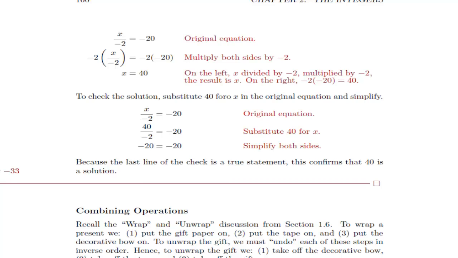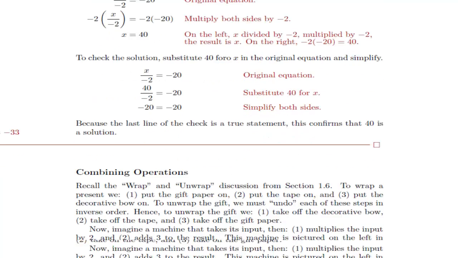To check the solution, substitute 40 for x in the original equation and simplify. Letting x equal 40, we have on the left 40 divided by negative 2 equals negative 20. Since the resulting equation is a true statement, it confirms that 40 is indeed a solution of the original equation.